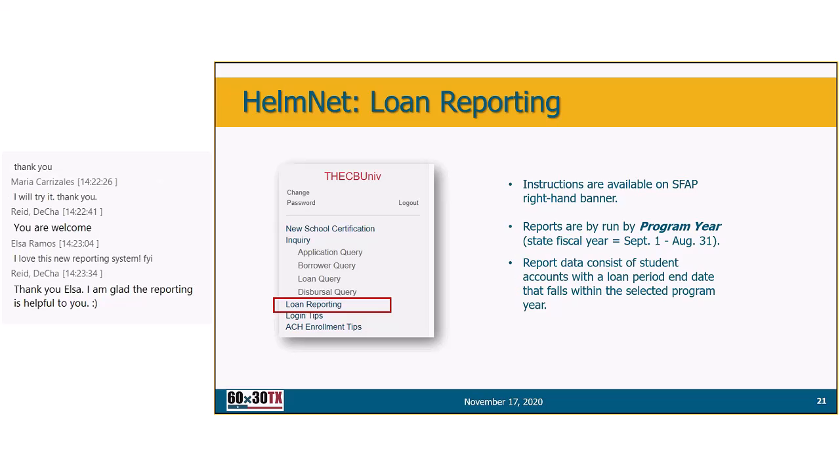So that's pretty important when you're doing that, because when you're trying to identify a student, you may think that they fall into one program year, but really they don't, because of when their loan period ends. So I just wanted to remind people of that, because again, the coordinating board's fiscal year and the state's fiscal year may not align with your academic calendar at your school, but that's how we have it set up. So it's really helpful to know that going into the loan reporting section.